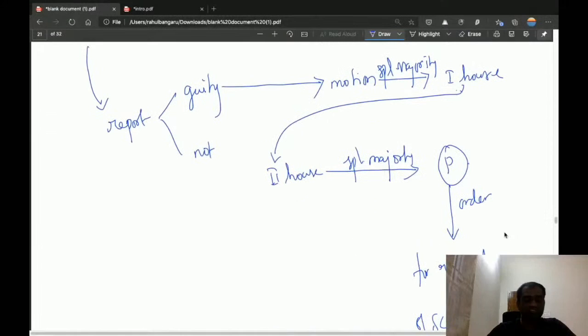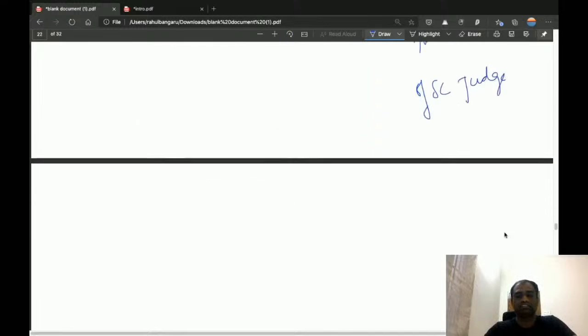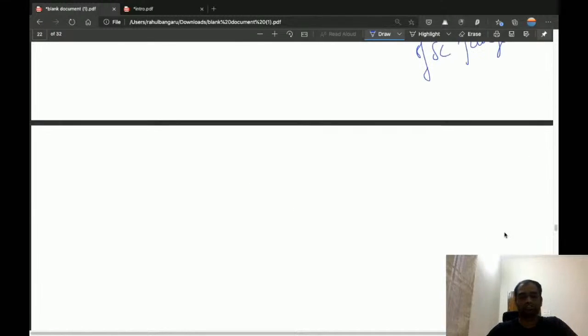So far in this 1.5 hour class, we have discussed only one article. That is Article 124. It is a very lengthy article. There are around 7 clauses. We have discussed 6 clauses so far. Now we will discuss the last clause.